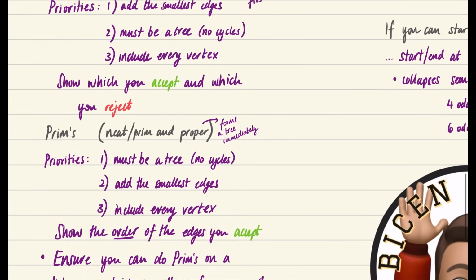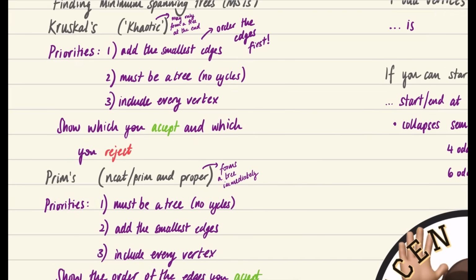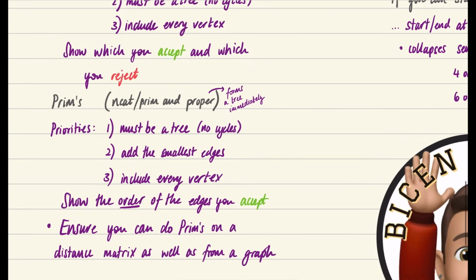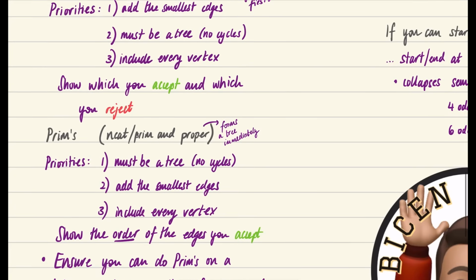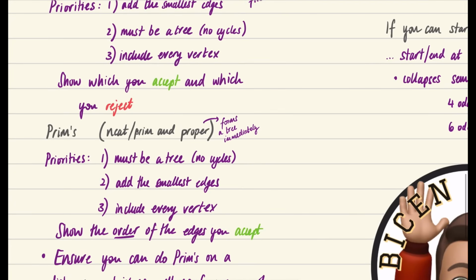Now, the other kind of algorithm is Prim's algorithm, and I remember this one because it's kind of neat or prim and proper, meaning that it kind of forms a tree immediately. It grows as a tree, whereas Kruskal's one goes all over the place. So that's how I remember Prim's. Now, the difference with Kruskal's and Prim's is that the priority for Prim's algorithm is that it must be a tree. So you're always trying to add the smallest edges, but you can only add a small edge if it will contribute to the growth of that minimum spanning tree. And obviously we're going to stop any cycles happening, and we have to make sure that we've included every vertex.